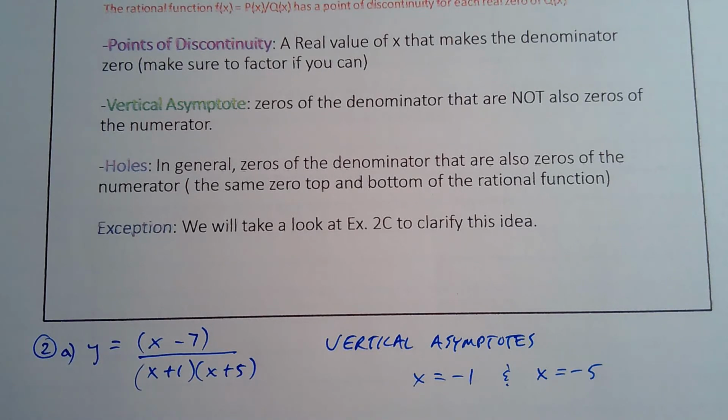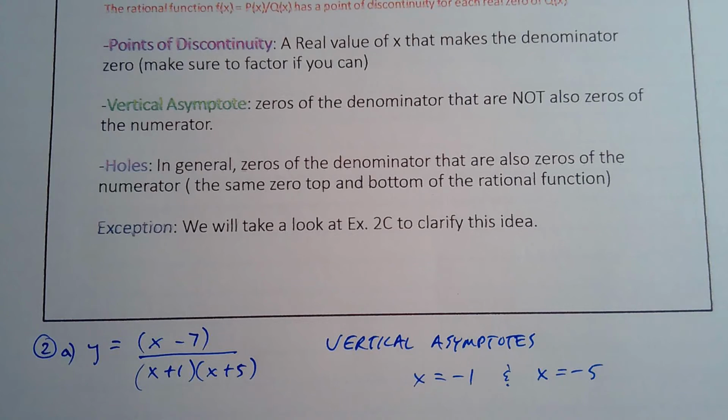Here's the second one. So what if we had instead y equals x plus 2 on top, all over x plus 2 times an x plus 1. Okay, this would have a hole at x equals negative 2, because top and bottom has the same 0 value, negative 2, so that gives me a hole. And then also there will be a vertical asymptote at this negative 1 value.